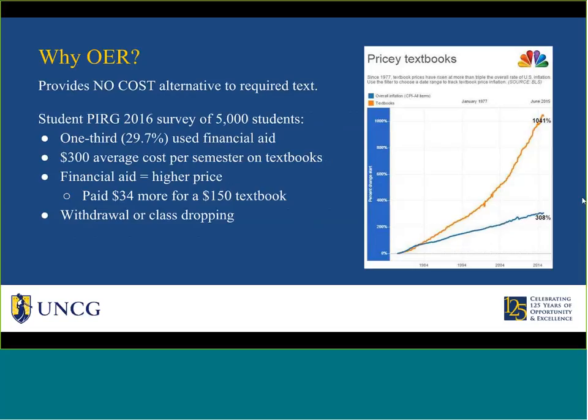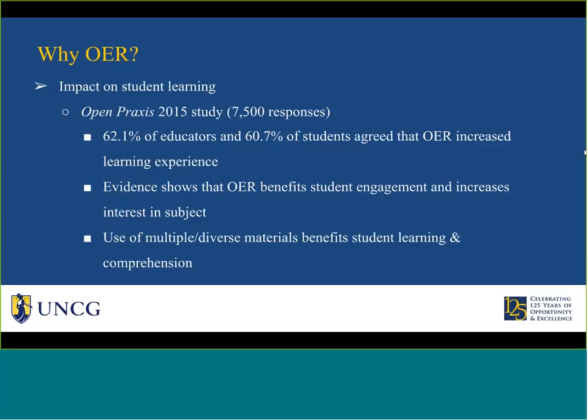Yeah. I wanted to cite a 2016 survey by the Students' Public Interest Research Group that was really interesting. It found that on average students will pay $300 on textbooks per semester, and most of those students are also using financial aid to pay for textbooks. The study also showed that those using financial aid actually pay $34 more than the textbook sticker price. The cost of textbooks has also contributed a lot to students choosing to withdraw or drop from a course. So OER is definitely helpful in providing an alternative to a textbook using different materials, which goes into the other answer of why OER is important.